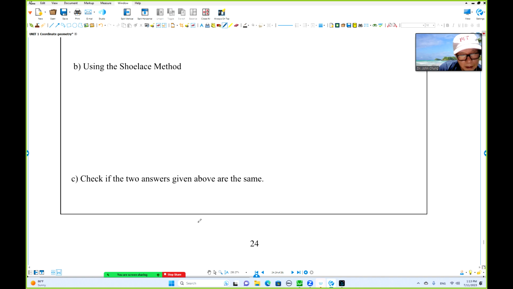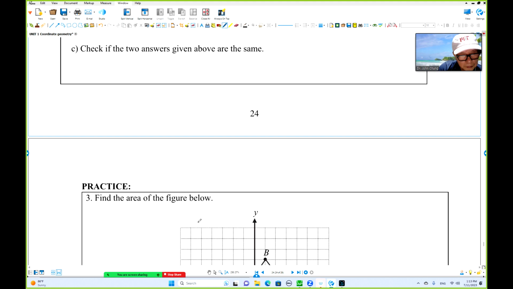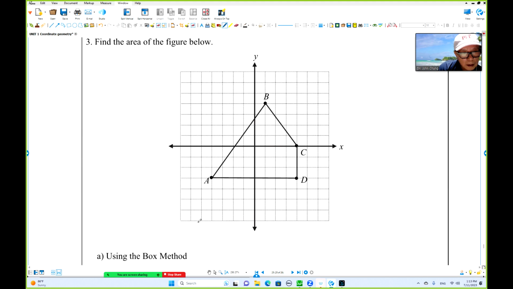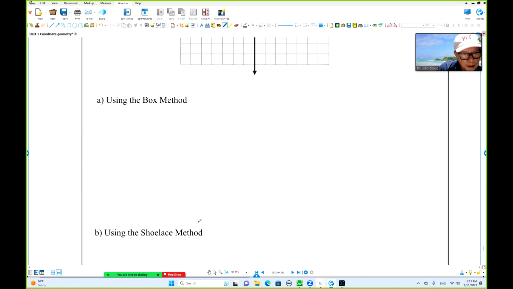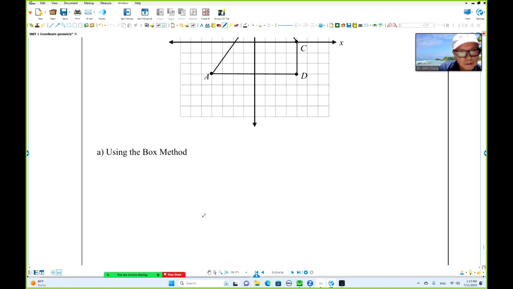Yeah, we checked already. They are equal, okay? Another one will be one more over here, okay? Box and shoelace. Okay, almost done with this unit 2, okay?